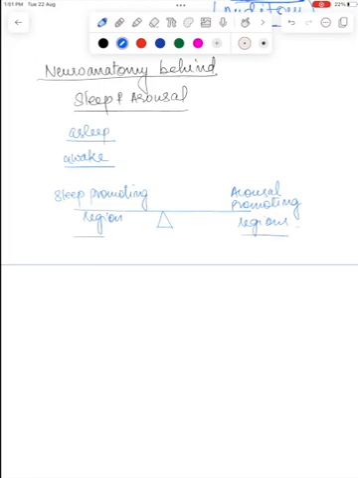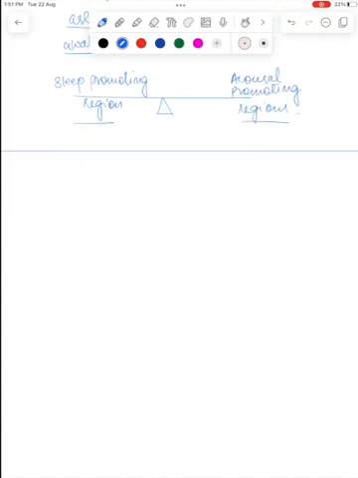Now, there are two ways we can go about looking at the neurophysiology of sleep. First, we will talk about the various centers that are involved, and then I will talk about the two most important regulatory mechanisms behind how sleep works. So, if we talk about the arousal centers, what are the arousal centers? Actually, before we even go about talking about these arousal and sleep promoting centers, we have to have a basic understanding of the neuroanatomy of the brain, and especially the brain stem.